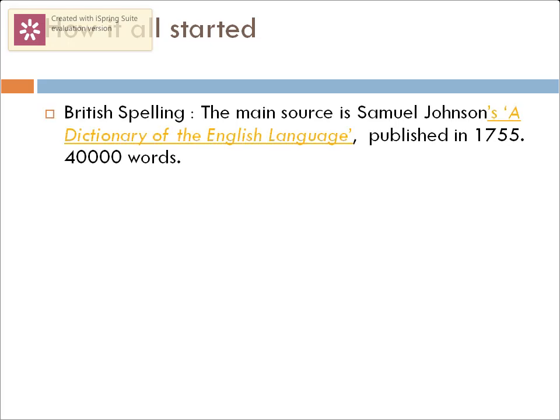Now, British spelling was standardized, and the main source of its standardization was Samuel Johnson's A Dictionary of the English Language, published in 1755. It contained nearly 40,000 English words, and the present British spelling that we use is generally attributed to that immensely popular dictionary published in 1755.